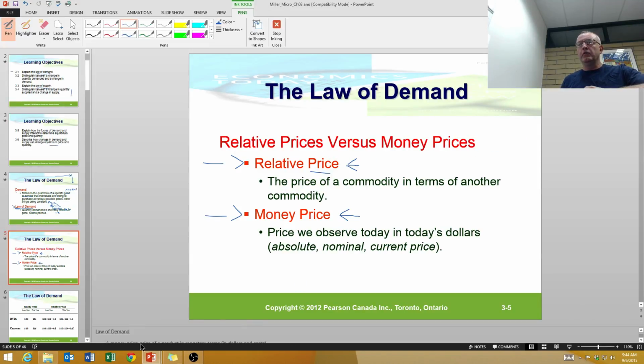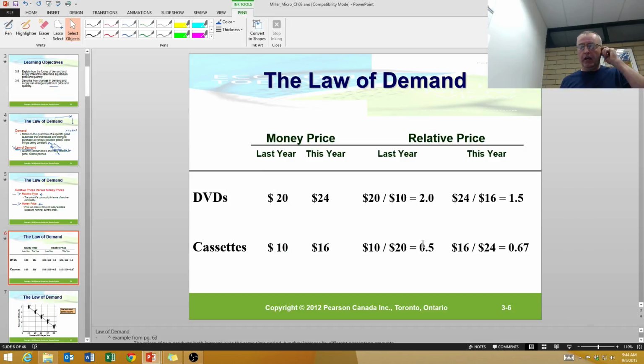So we're going to look at an example of the difference between money price and relative price. I'm just going to move my little thing here. Okay, so here's the example from the book, and I have to admit I'm not a big fan of it because it focuses on DVDs and cassettes, and I don't think there are any cassettes around anymore, except maybe in a museum someplace, and even DVDs are kind of getting scarcer as well. Anyways, this is our example.